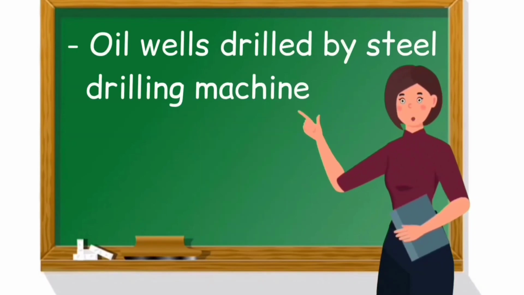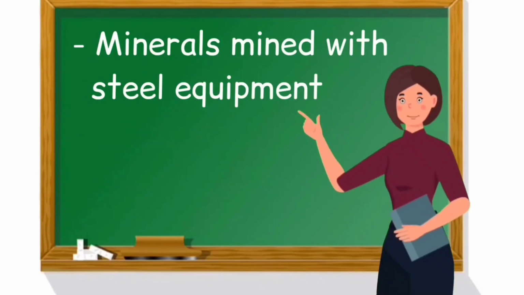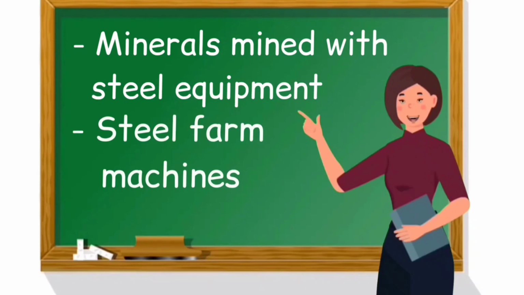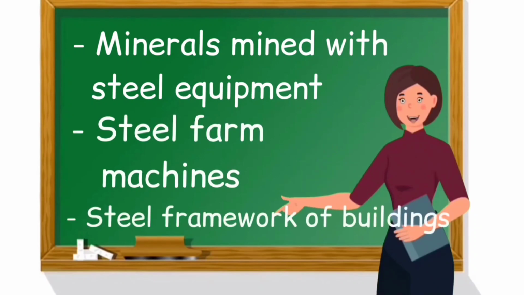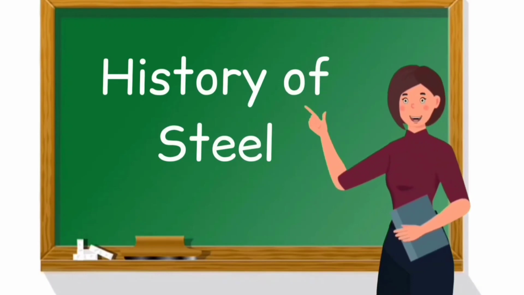Oil wells are drilled with steel machinery. Steel pipelines transport oil. Minerals are mined with steel equipment. Farm machines are mostly steel. Large buildings have steel framework. Now they are giving the history of the steel.